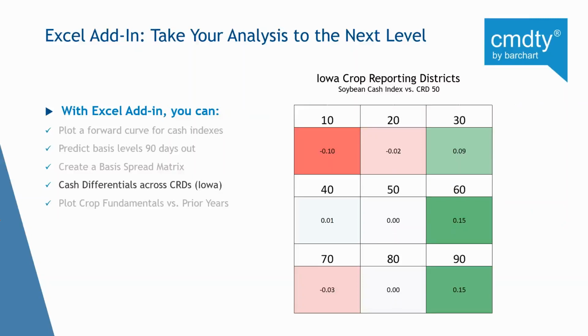In this case, I used the Excel add-in to look at the 9 crop reporting districts in Iowa. I picked Iowa because it's generally square and it laid out well in Excel. But here I looked at the 8 crop reporting districts versus central Iowa. Crop reporting district 50 is kind of the 0 point, and you can see the cash index is very strong in southeastern Iowa and very weak in northwestern Iowa. And you can see the others in comparison.